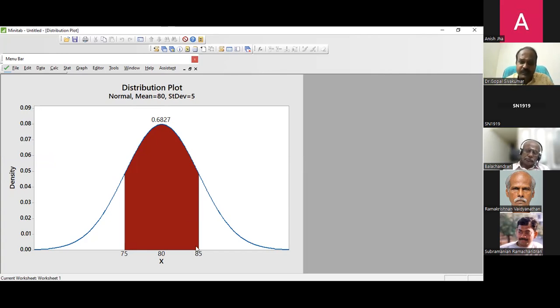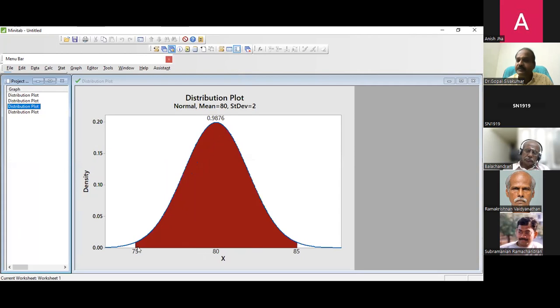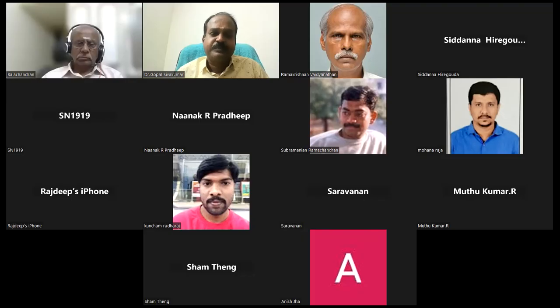The same 75 and 85 earlier, look at the 75, 80 earlier. Now what happened? The points are the same, but look at your curve. Your curve stretched outwards. Can you see that, all of you? Because variation is more. Deviation is more. Spread is more. That's the thing. Sigma level will come down.